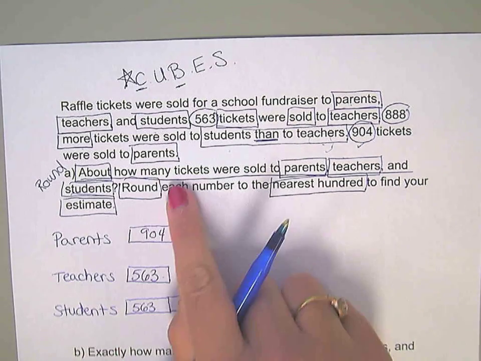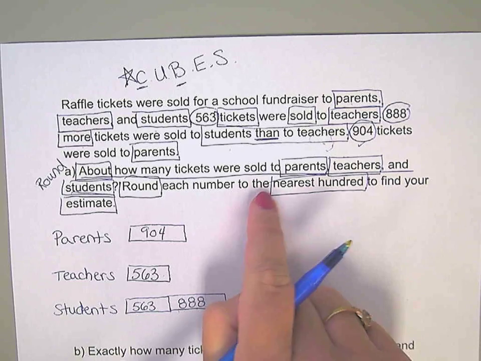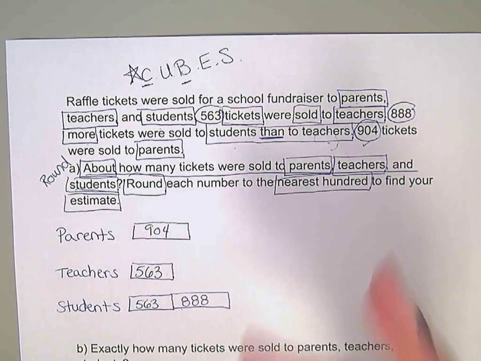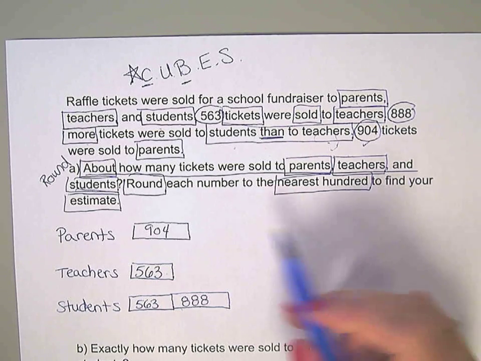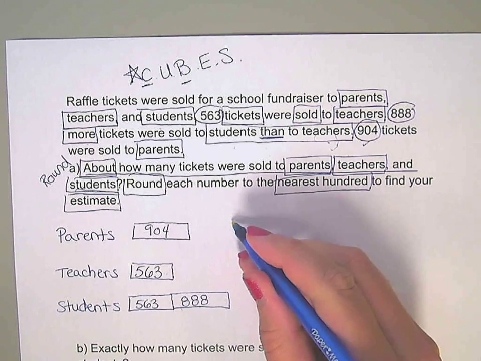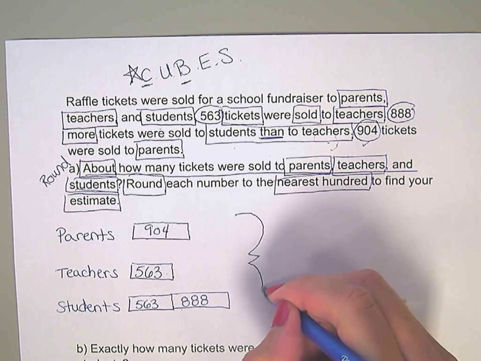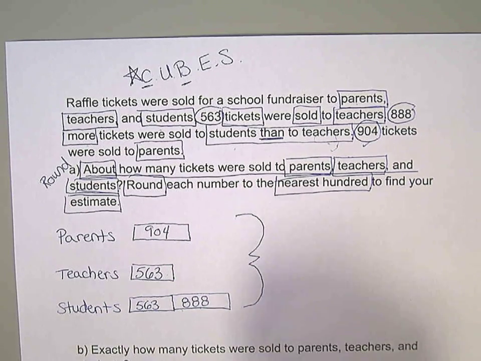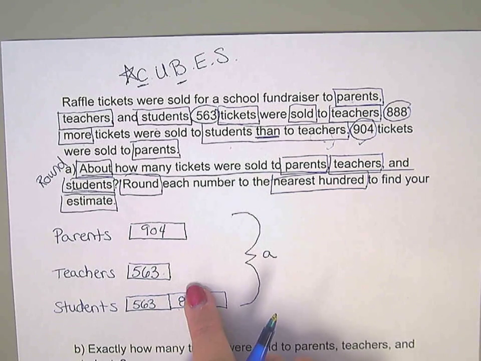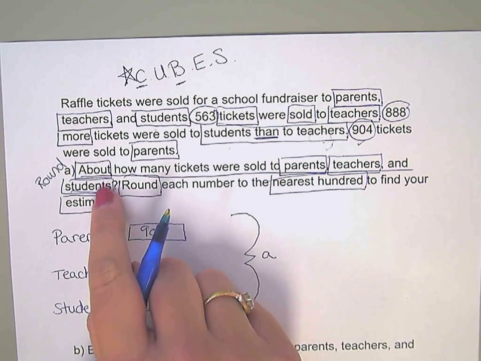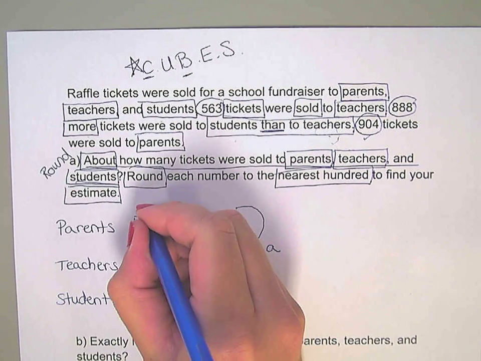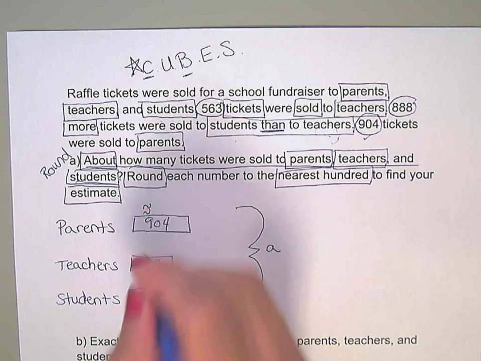Now, my question says, how many tickets were sold to parents, teachers, and students? So what part am I missing in my tape diagram? I have my parts. It wants to know all my parts together. That must mean that I'm going to put a bracket over all of them, just like I did before, and I'm going to have A represent my answer. Now, we don't want to use our exact numbers yet because it says that I need to do about. I need to estimate. So I'm going to estimate these to the nearest 100 like it told me to, and I'm going to put it right above it. I'm going to use my approximate symbol.